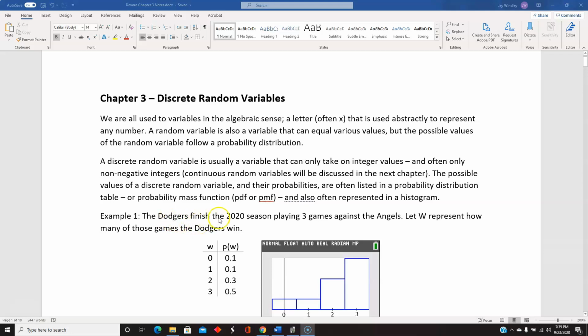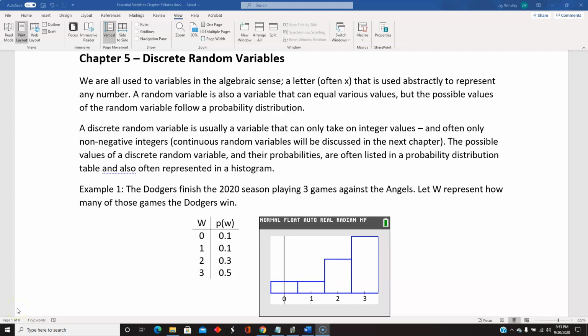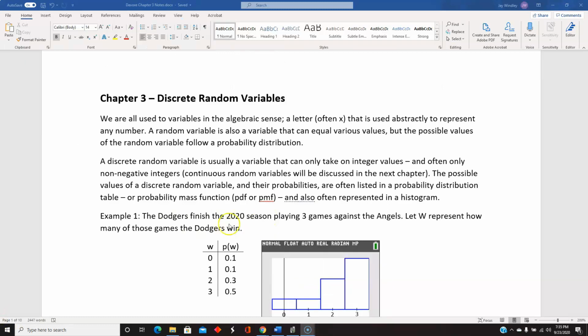The Dodgers are finishing the 2020 season playing 3 games against the Angels. When I originally recorded this video last week, the 3 games between the Dodgers and the Angels had not been played yet. So the Dodgers will either win 0 or 1 or 2 or 3 of those games. They can't win a negative number of games. They can't win more than 3 games since only 3 are played, and they can't win 1.7 games. So W, representing how many of those games the Dodgers win, is a discrete random variable. It can only equal these possible values.